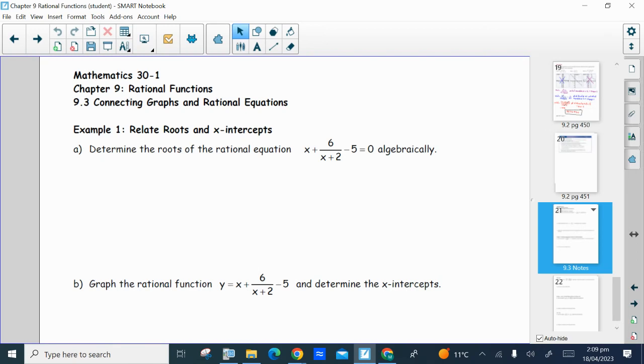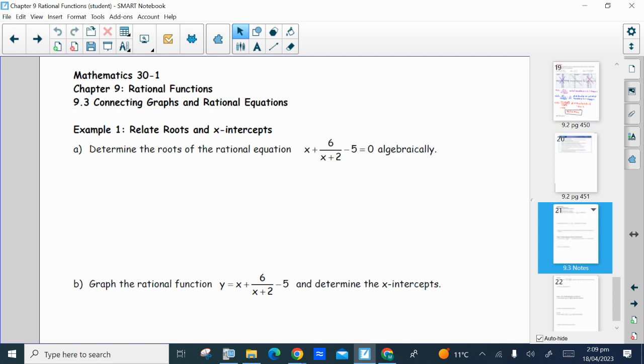So 9.3 deals with solving rational equations algebraically. When you're asked to determine the roots of an equation, you're looking for the solutions. You're looking for the zeros. You're looking for the value or values of the variable that makes the equation true. So you're solving for the variable, right? And this can be done algebraically.